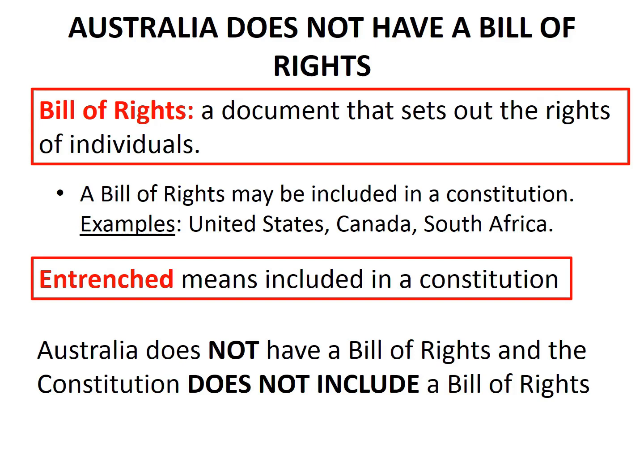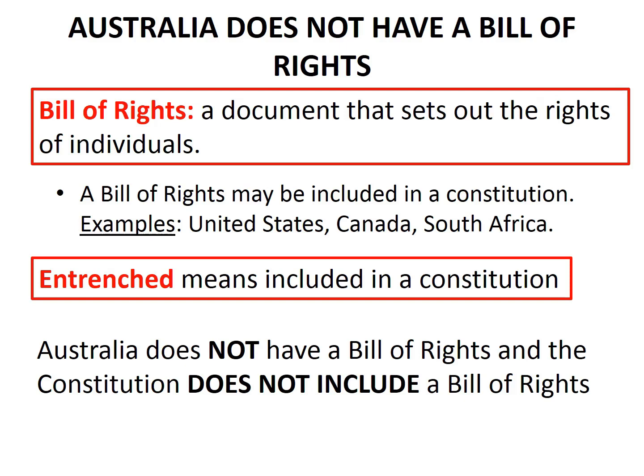Specifically, under Section 128 of our Constitution, the Australian Constitution can only be changed if that change is approved both by the majority of voters in Australia and by the majority of voters in the majority of states. Therefore, by including rights in a constitution, we are giving those rights special protection. Parliament can't simply change those rights by itself.